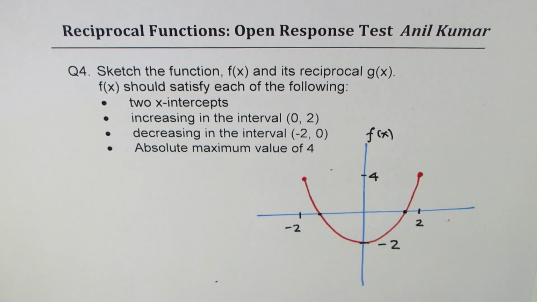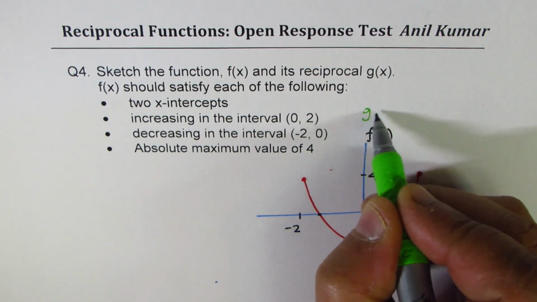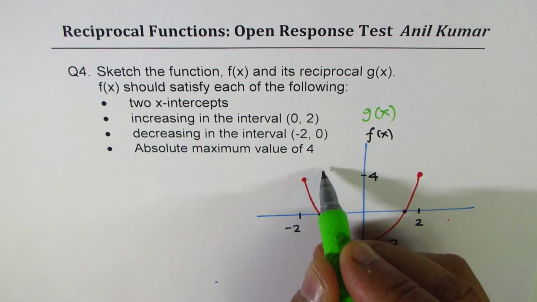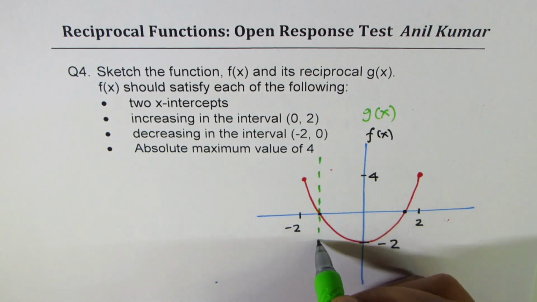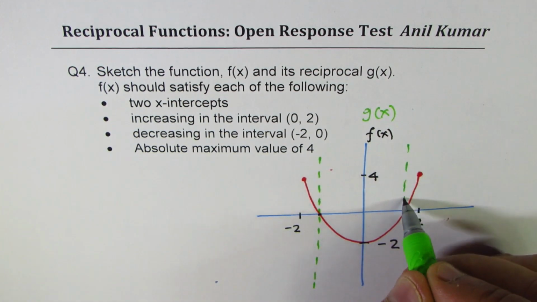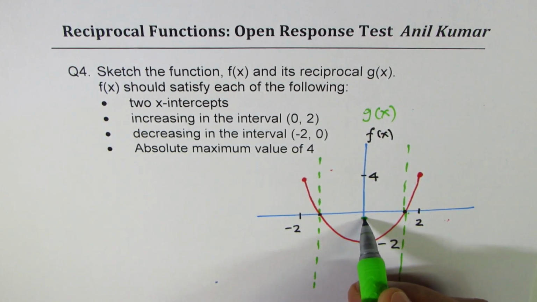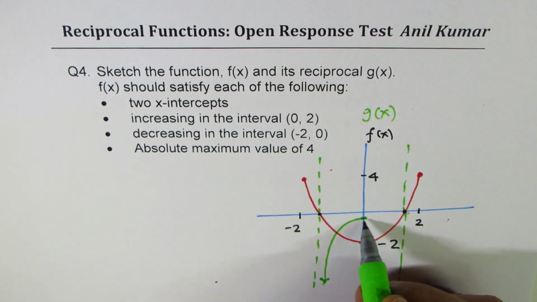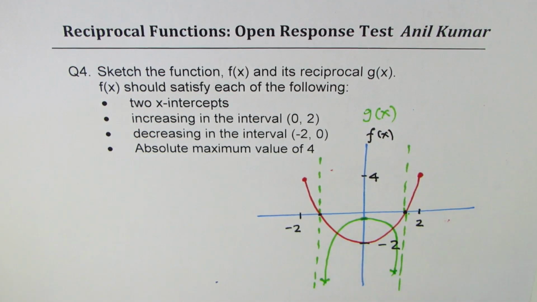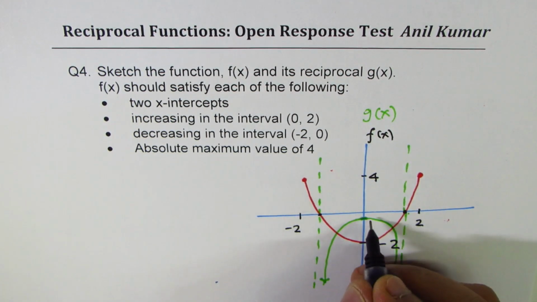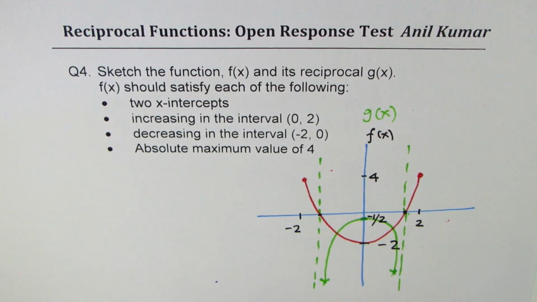So let me now sketch g of x in color green. Now g of x will begin with the vertical asymptotes at the x-intercepts, right? Okay. Now this is a maximum, so the reciprocal will be a minimum. Reciprocal will give you a local maximum at minus half, so that could be here. And somewhere we'll have 1. So that gives you the graph of the center portion, where the value here is minus half, correct?